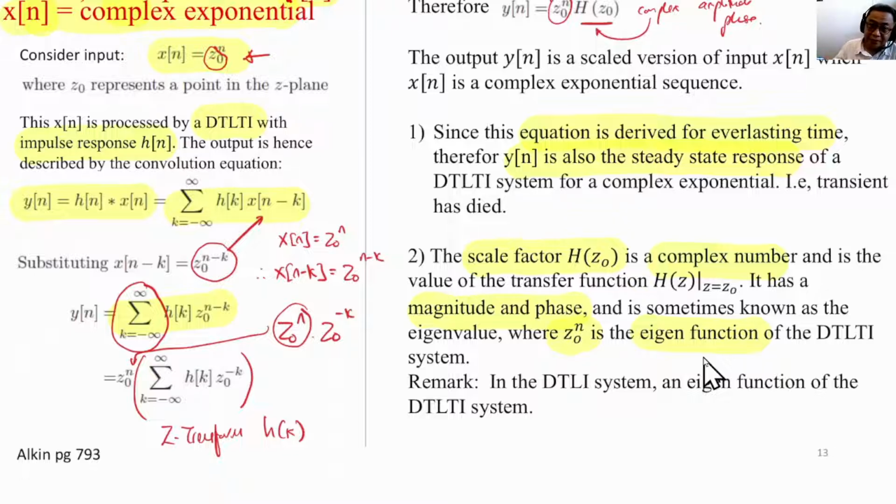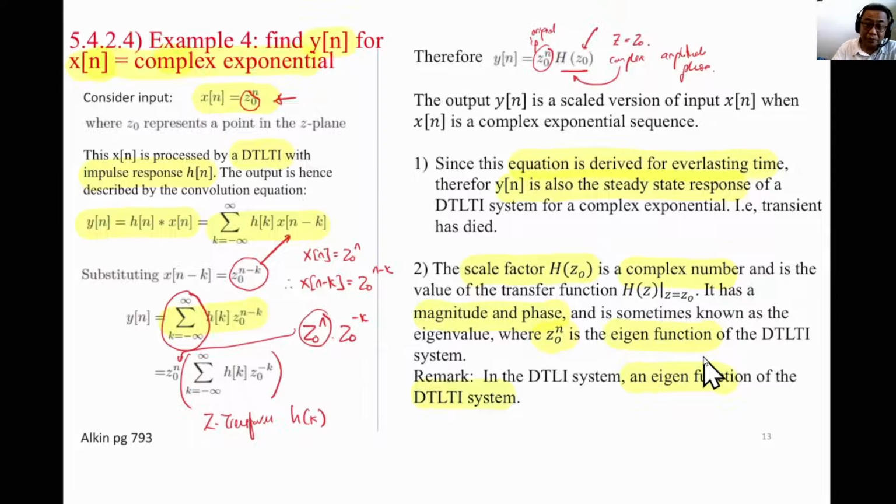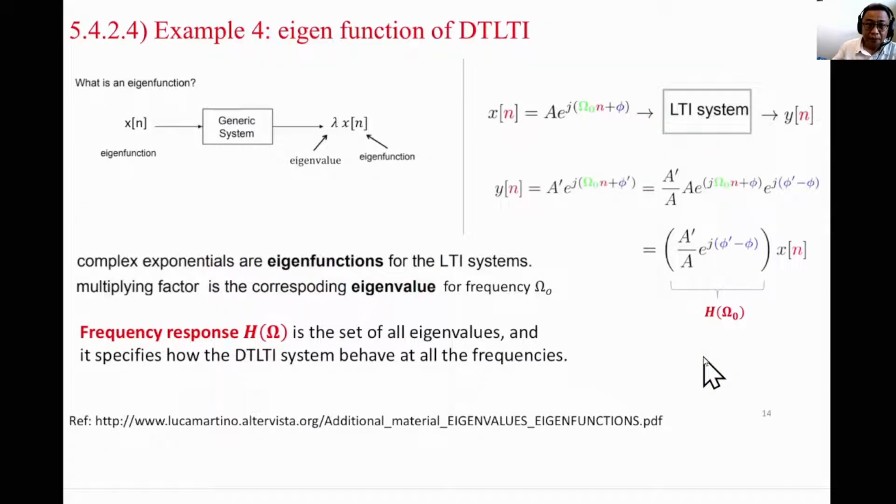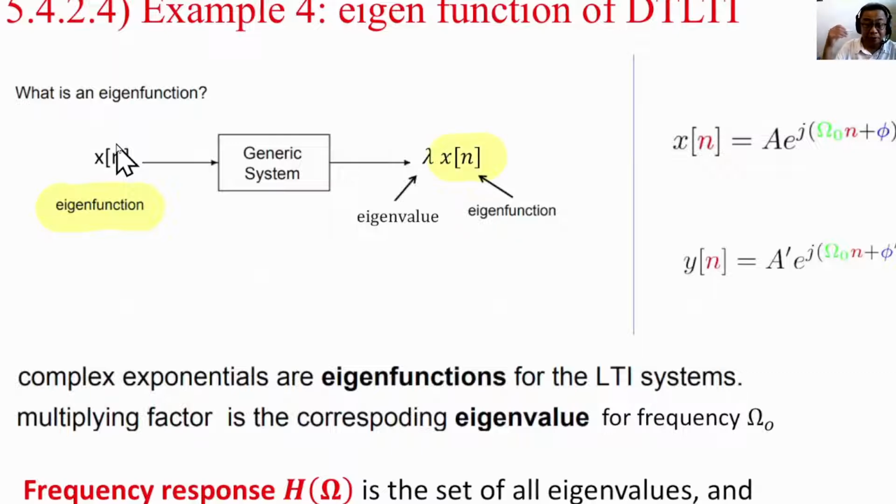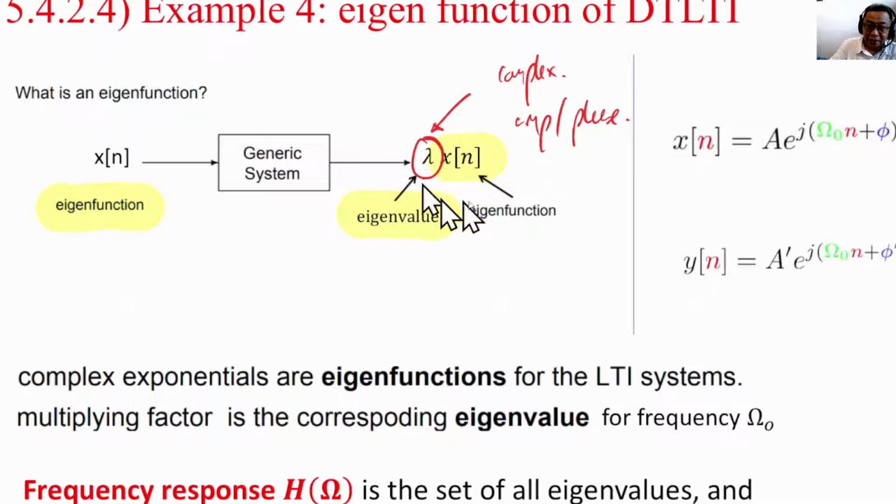So what we have realized now is that the complex exponential is an eigenfunction of a discrete-time linear time-invariant system. And it is also the same reason why cosines and sines are, because cosines and sines are simply the sum of two complex exponentials. The next page shows what I'm talking about. If we have an eigenfunction called x[n], then the output is the same x[n], except that it is being multiplied by, in our example, a complex number. And this complex number will change the amplitude as well as the phase of the sequence x[n].